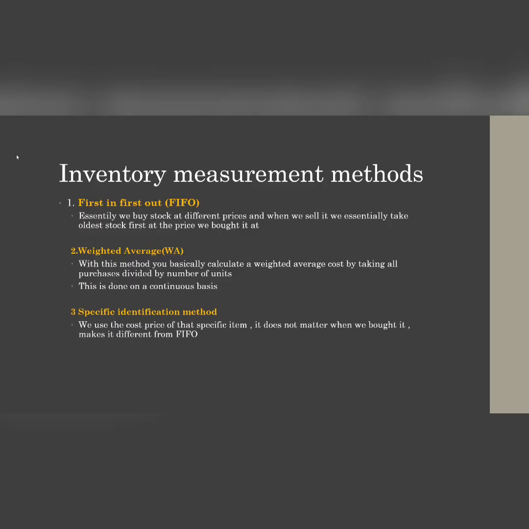Okay, so inventory measurement methods. There are three methods used by businesses, of which the most common are the weighted average and FIFO. So I'll start with FIFO. Essentially, we buy stock at different prices, probably throughout the year, and prices change because of inflation or other circumstances. So FIFO tells us that when we sell inventory, we must always start with the inventory that is the oldest, meaning the ones we bought first, and recognize the cost at that specific price.